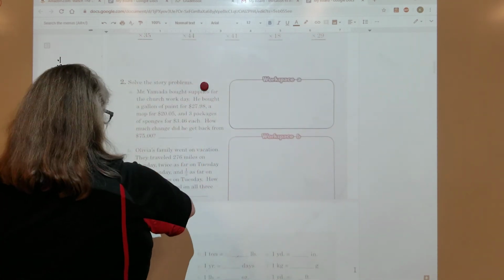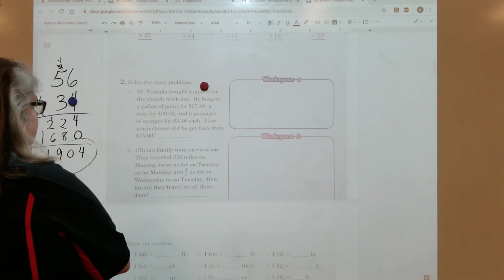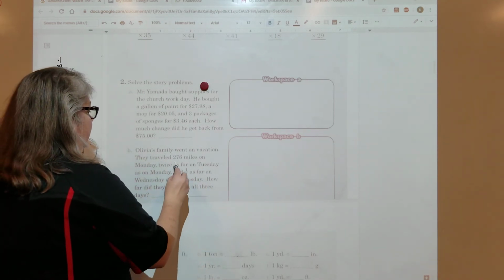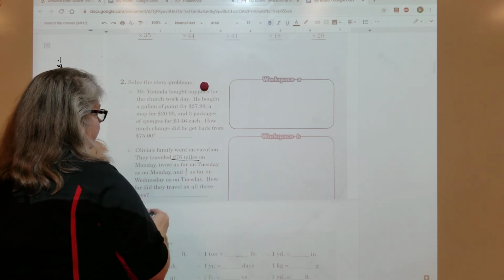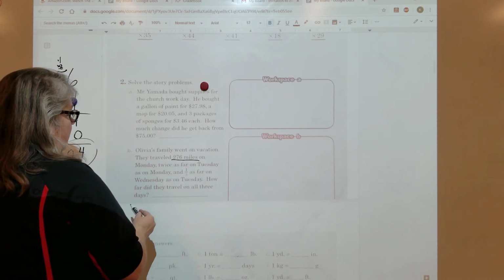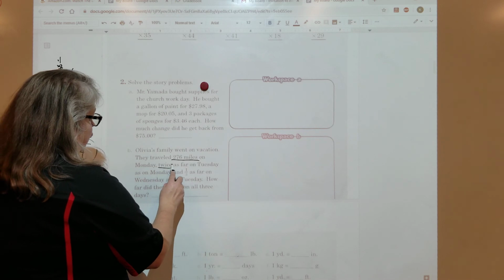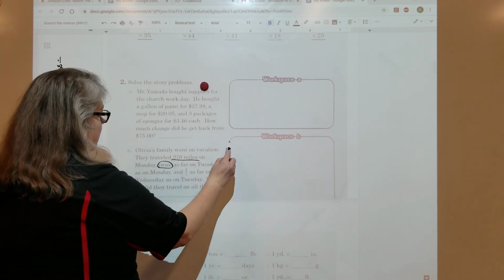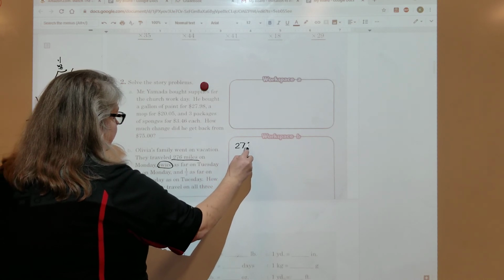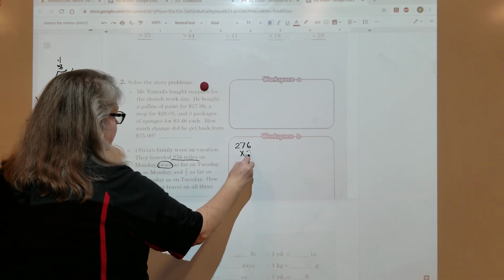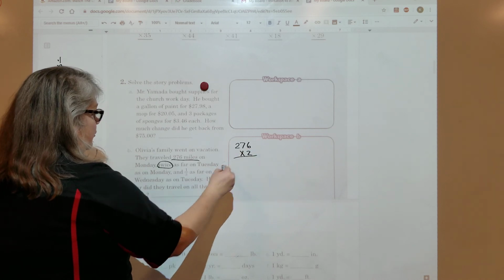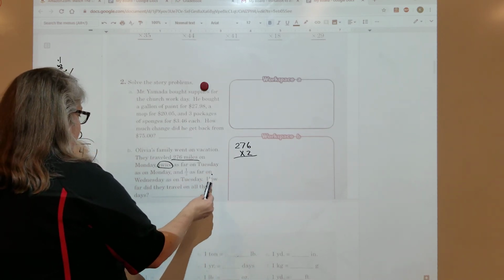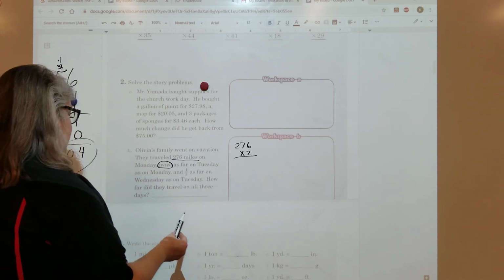Just look at this last story problem here. Olivia's family went on vacation. They traveled, so we're finding the facts. They traveled 276 miles on Monday, and here is a key word, twice as far on Tuesday. So I already know that I'm going to have to say 276 miles 2 times because Tuesday was twice that of Monday. Now, and 1/3 as far on Wednesday as on Tuesday.